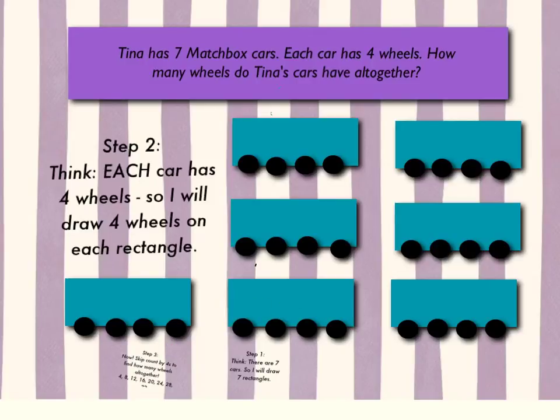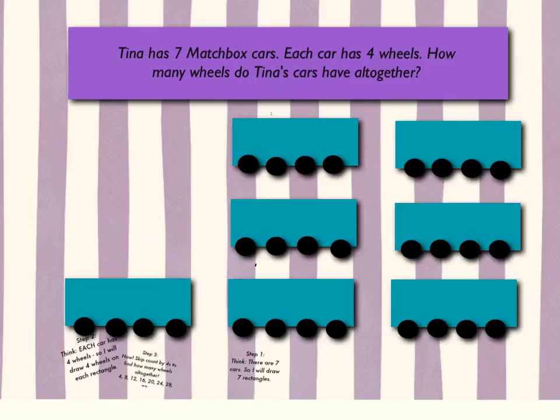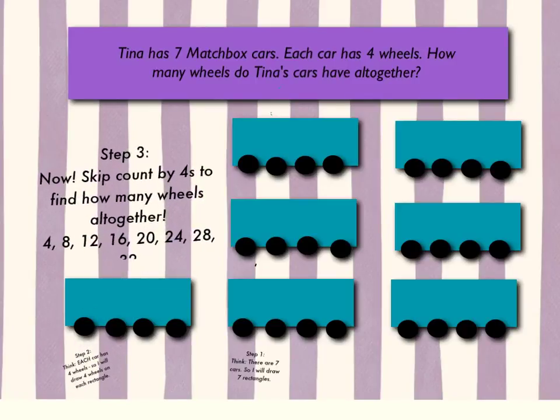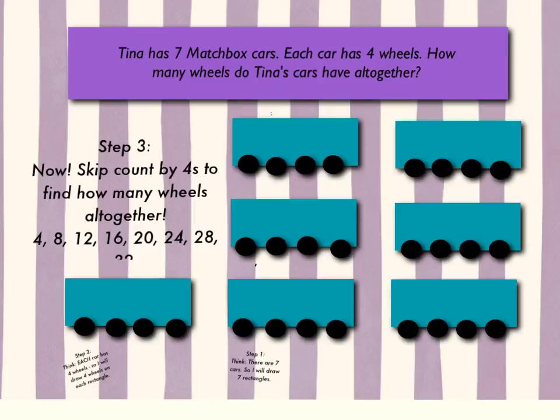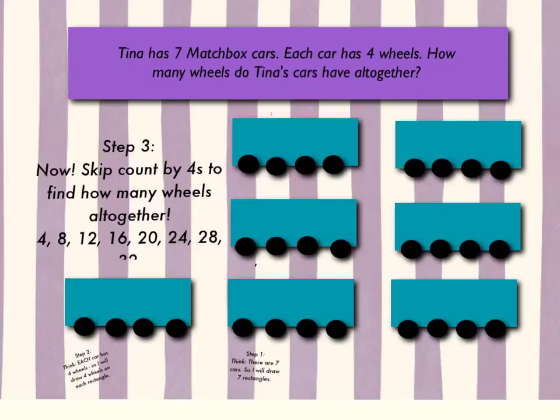Alright, so the next step is to what? Skip count. Now we skip count by 4s to find how many wheels we have all together. 4, 8, 12, 16, 20, 24, 28. You see, skip counting is much easier than sitting here and counting 1, 2, 3, 4, 5, 6, 7, 8, and on and on and on. So you use your skip counting, guys. Practice it, practice it, practice it.